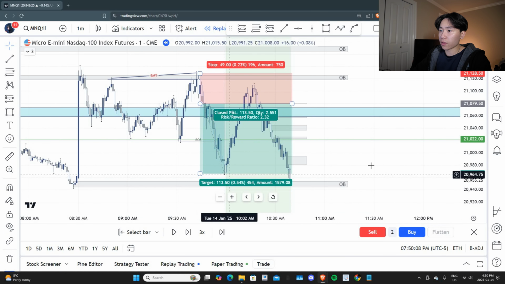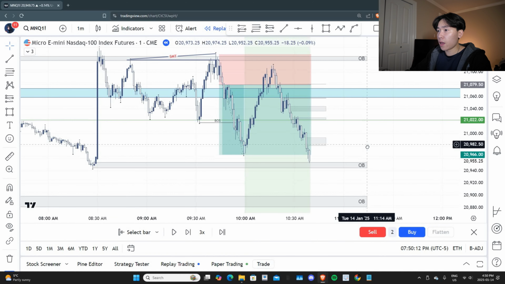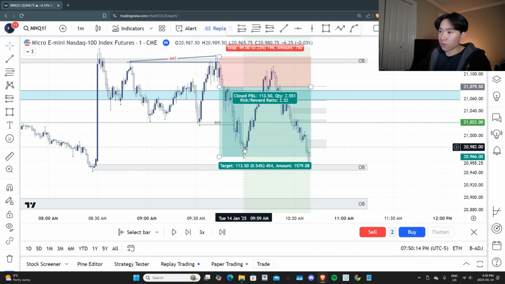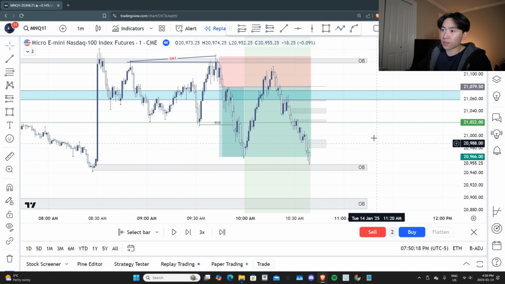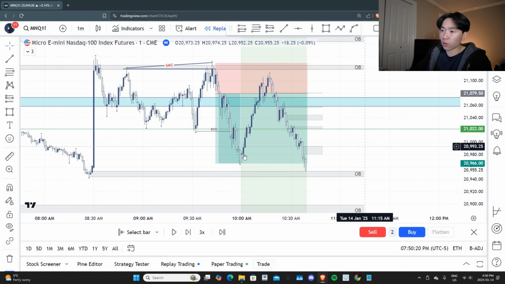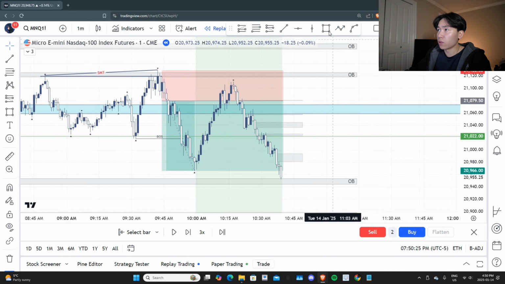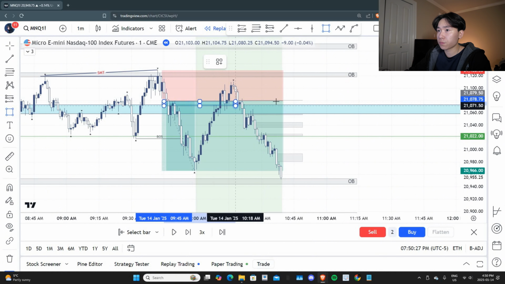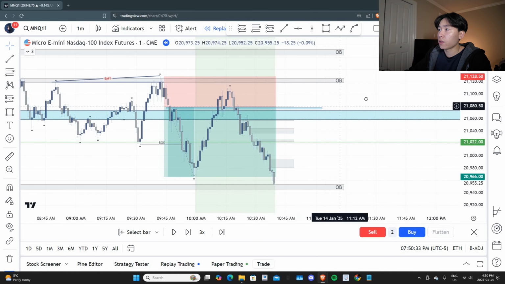So at this point, I'm like, okay, I think the draw on liquidity is this low over here. And I honestly thought, like, look, if price just runs down here, I'd just close out the trade, or I would close out the limit orders. But price ended up reversing all the way back up into this fair value gap right over here, which is where I placed my limit order for 5 contracts short.